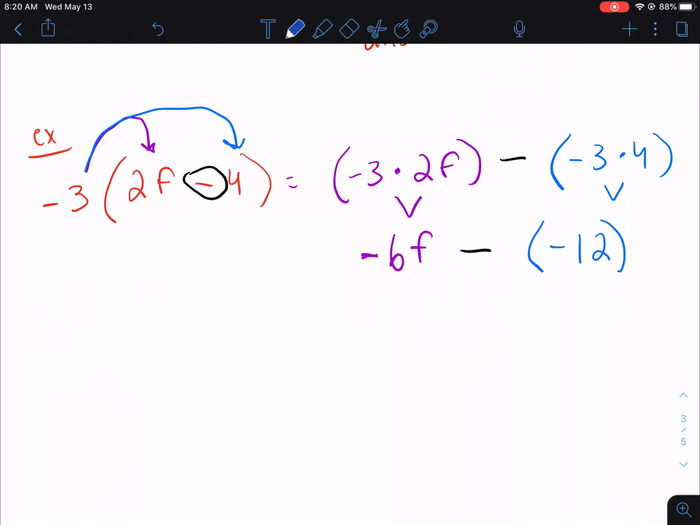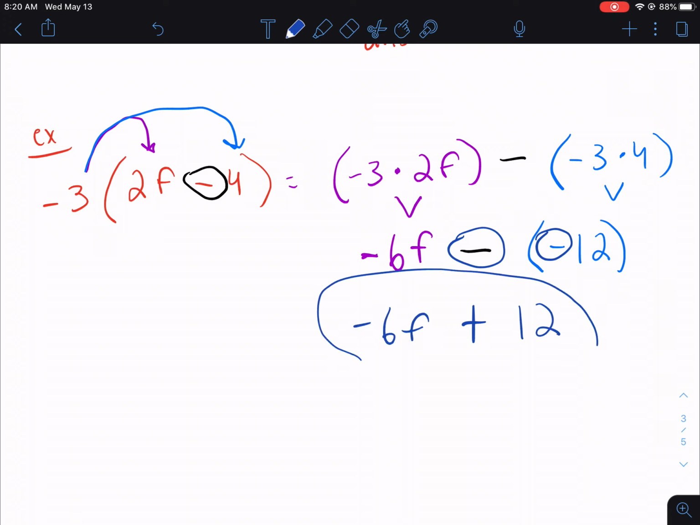My last step, I have minus and negative. Tengo menos y negativo, change that to positive. Se cambia positivo a más. Negative 6f plus 12 is my answer. Because I cannot add or subtract. No puedo sumar ni restar por la f.